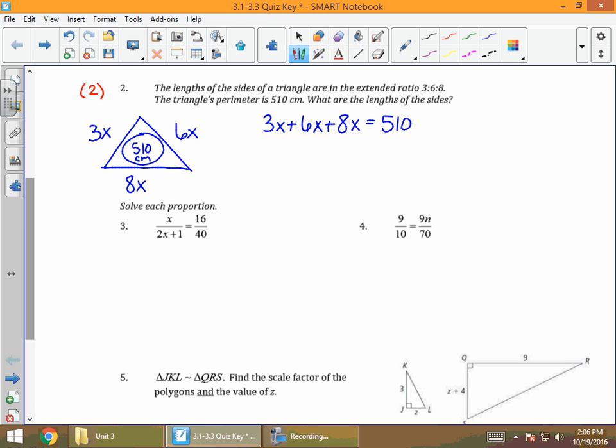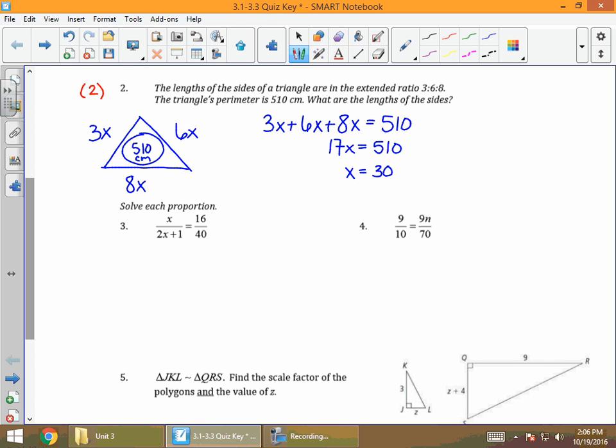So I can combine like terms. 3, 6, and 8 is 17x, equal to 510. And then divide both sides by 17, and you get x equals 30. So that's the first part. It wants to know what is the length of the 3 sides.